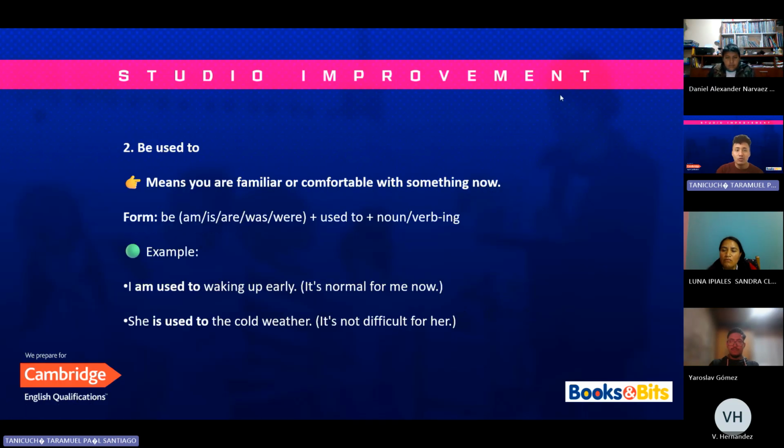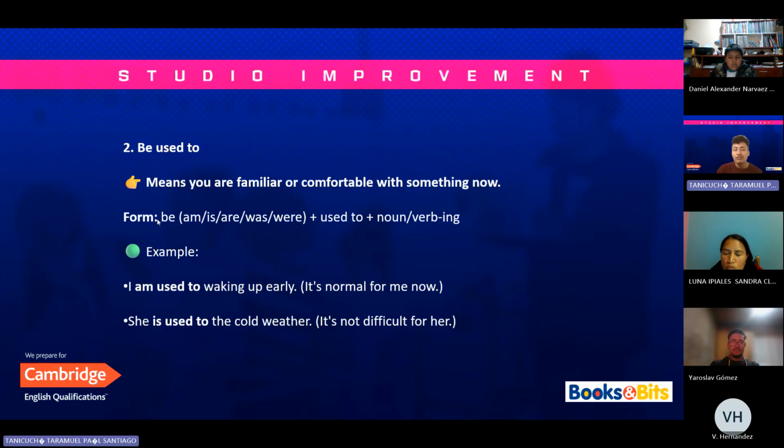Now let's move on to be used to. It means that you are familiar or comfortable with something now. Okay? For example, I am used to waking up early. It is normal for you or for me now. Okay? She is used to the cold weather. So it means that it is not difficult for her to support the weather, okay?